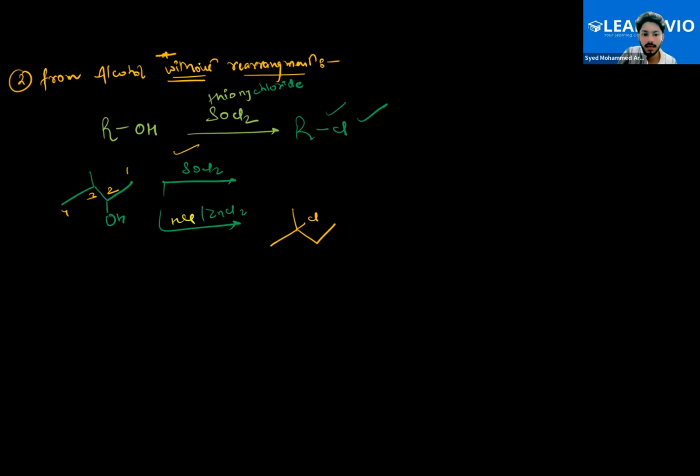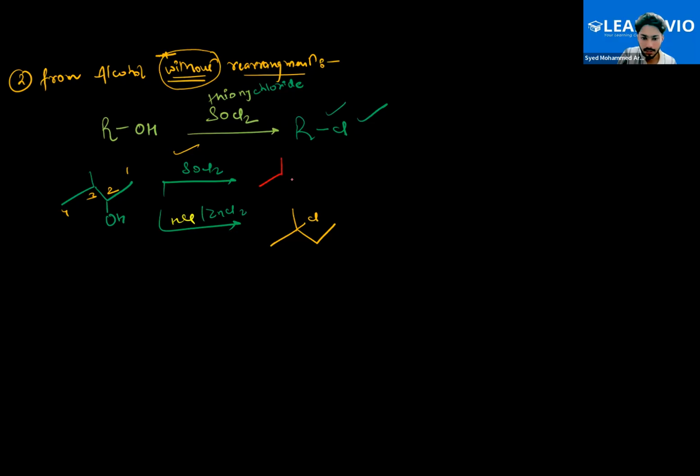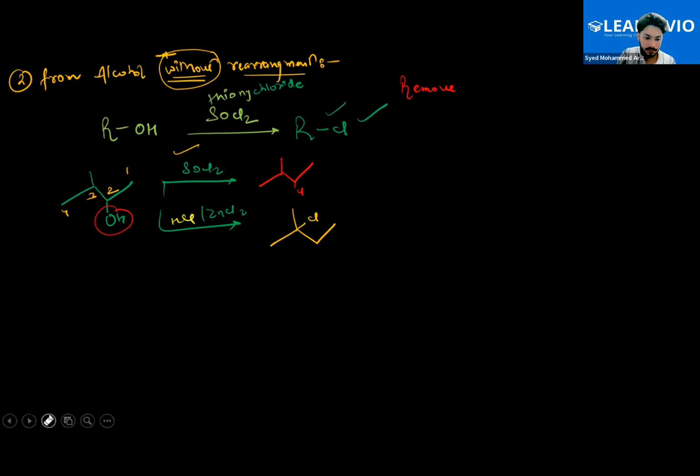It's very simple. I am saying that we are not going to rearrange this. So if we are not going to rearrange, that means from where this OH will be substituted, the Cl is going to be there. Remove OH with Cl. Simple. This is Cl. Just remove your OH with your Cl. That's it. This is the thing that you need to do here.